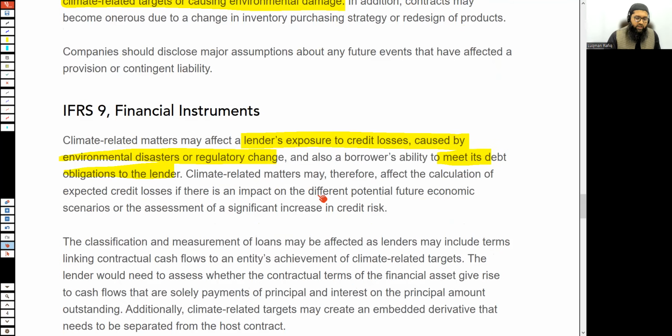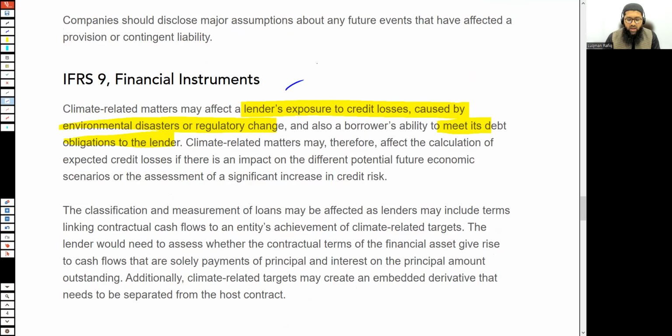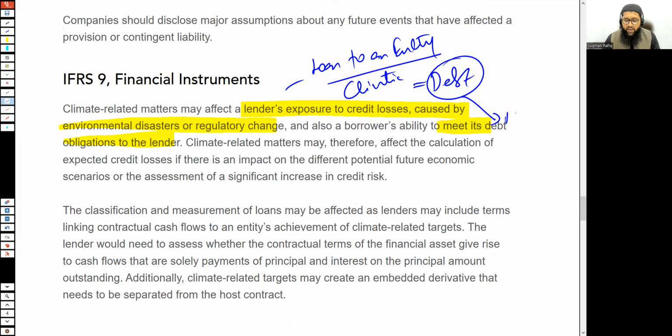Then we have the financial instruments. For example, if you have extended a loan to an entity which is going to be adversely impacted by climatic change, or which would have an adverse impact on climatic change, ultimately they may not be able to pay off their debts. Resultingly, the expected credit losses on those debts are going to increase, and this could lead to the impairment of the financial asset. So you have to keep this in mind also.